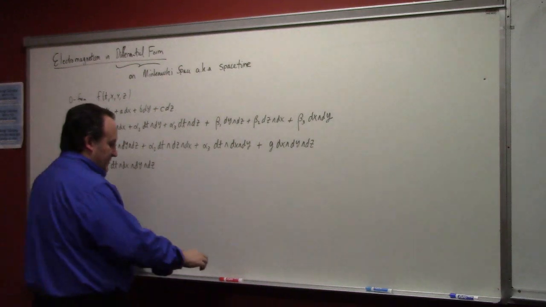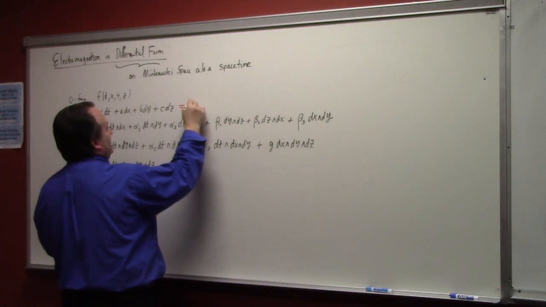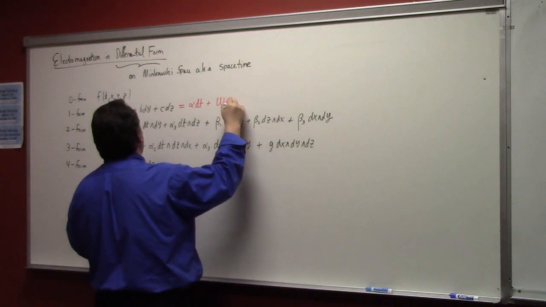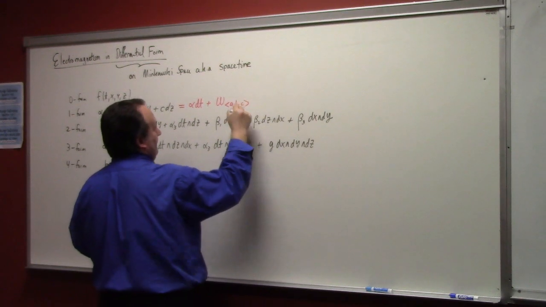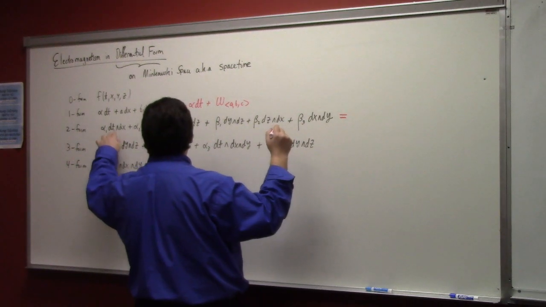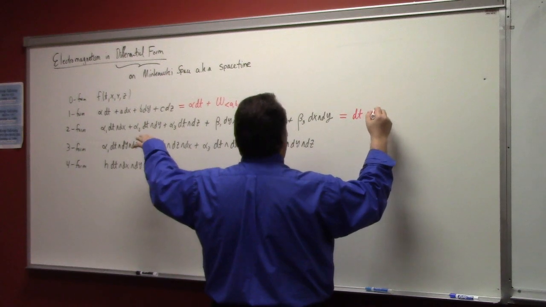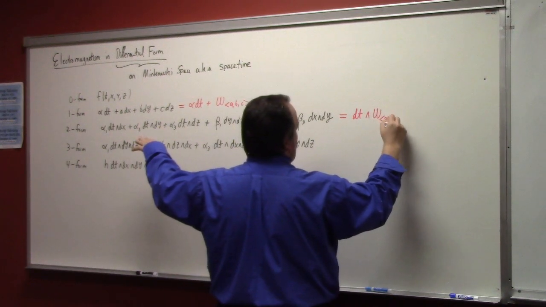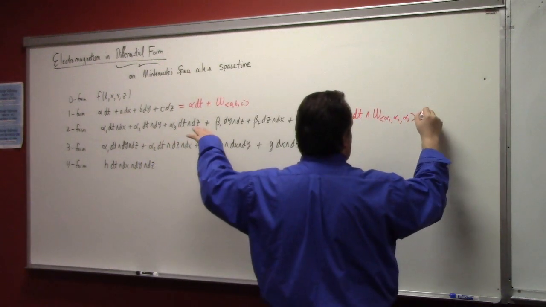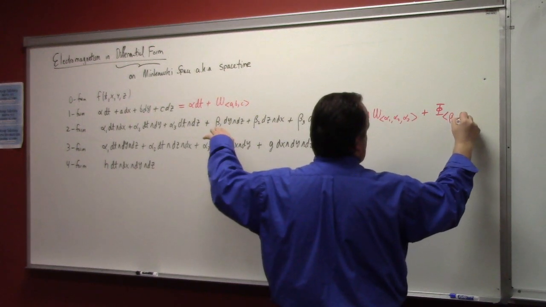Some things present themselves as somewhat obvious. In particular, this is like alpha dt plus really the work form of a, b, c. See that? And this guy here we could rewrite as dt wedge the work form of alpha 1, alpha 2, alpha 3, for the first three terms, and then the flux form of the vector field beta 1, beta 2, beta 3.